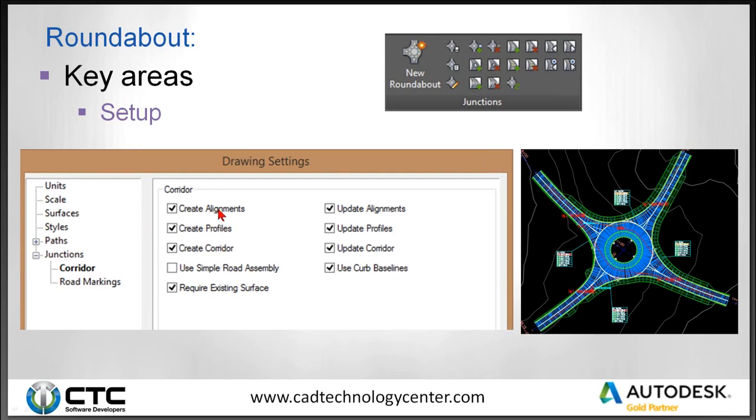So the key in this is the fact that it will build these objects for me and then update alignments, profiles, corridors. If I pick an alignment when I choose it, it will update it for me automatically.